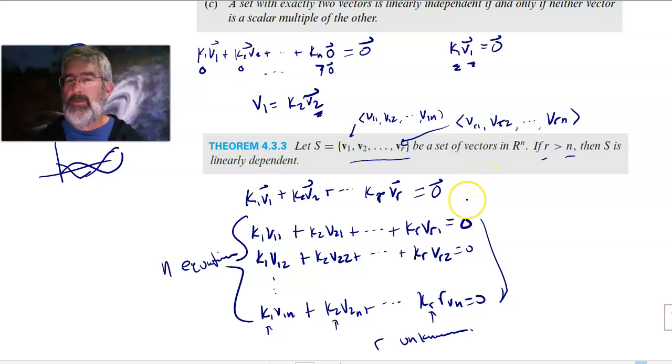So in R2, if you have 3 or more vectors, they have to be dependent. In R3, if you have 4 or more vectors, they have to be dependent. Now, this says nothing about when r is less than or equal to n. So if you're in R3 and you've got 2 vectors, are they dependent or independent? You don't know. They might be pointing in the same direction. They might not be. Right? So at least we know if you have more vectors than the n of Rn, if you've got more vectors than that, they have to be dependent.